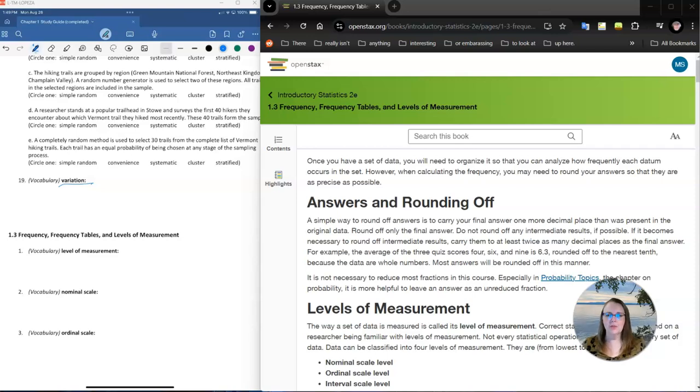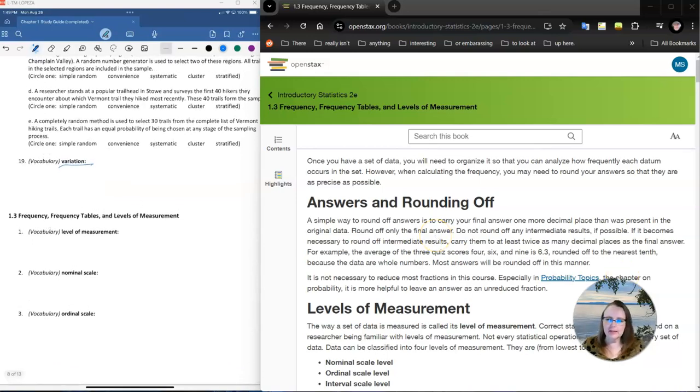On to section 1.3, where we're going to talk about frequency, frequency tables, and levels of measurement, and not in that order, because that's not the order they're presented in the textbook. There is some advice at the beginning of the chapter about rounding. It talks about how it's usually fine to leave things as fractions in this course, and sometimes it's actually better to leave them as fractions. But if you are doing any calculations for homework, you can use the advice that they give here. And if you run into any issues with rounding, let me know and we can figure those out together.